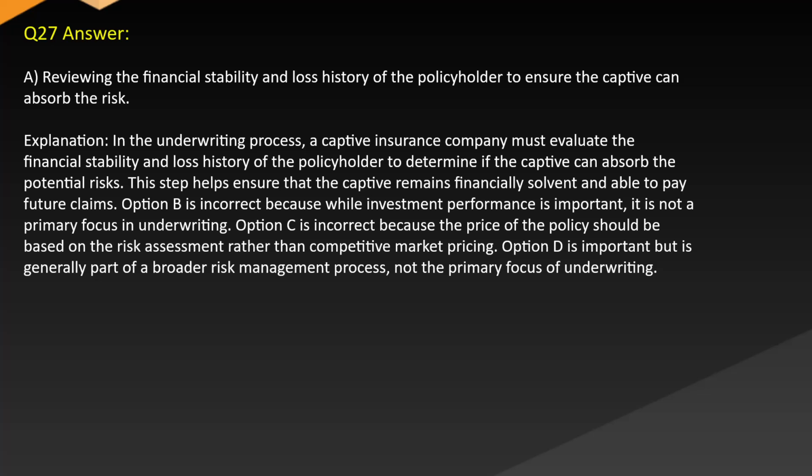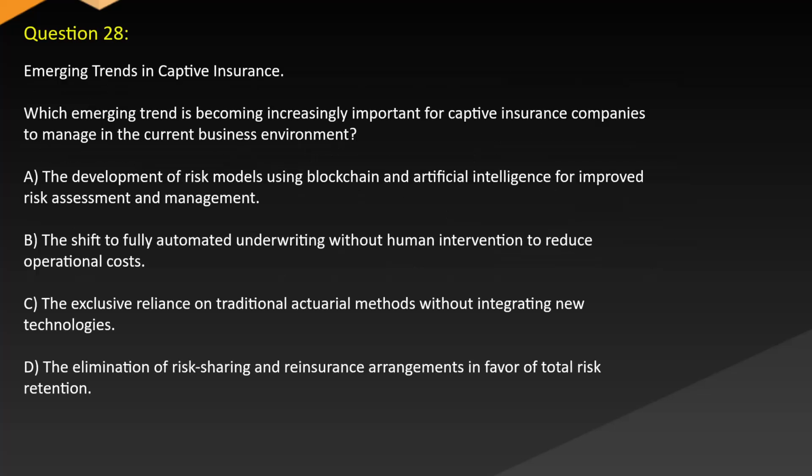Option B is incorrect because while investment performance is important, it is not a primary focus in underwriting. Option C is incorrect because the price of the policy should be based on the risk assessment rather than competitive market pricing. Option D is important but is generally part of a broader risk management process, not the primary focus of underwriting. Question 28. Emerging trends in captive insurance.